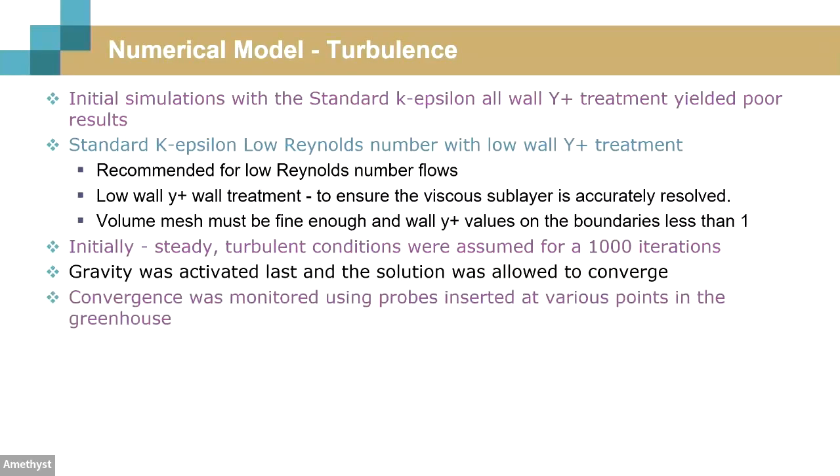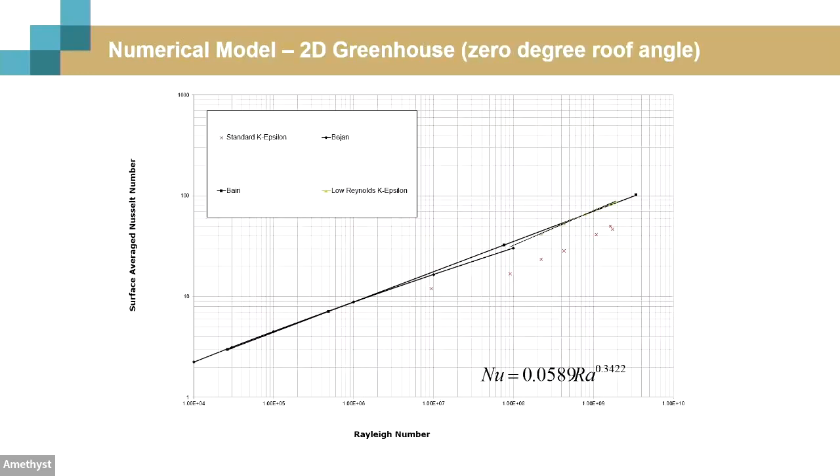So initially, we ran the simulation steady with turbulent conditions for about 1,000 iterations, and then we switched on gravity, and then we monitored convergence using probes inserted at various points in the greenhouse.